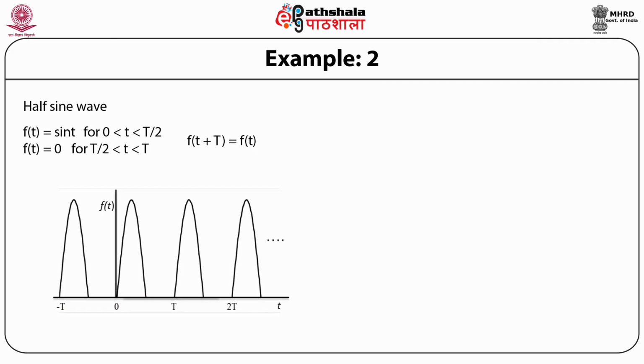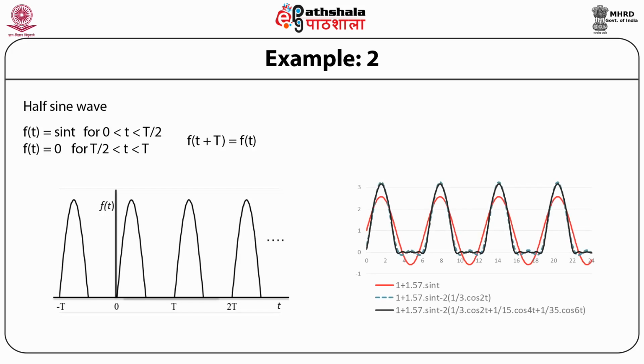We are going to see another, maybe not so difficult, example, which is a half sine wave. Many times when you use a DC rectifier, you will get this kind of half sine wave in the first rectification. So what we are going to do is try this number, as shown in the red line, 1 plus 1.57 sin t. Find out what 1.57 is in terms of.